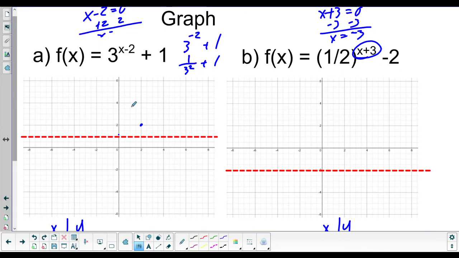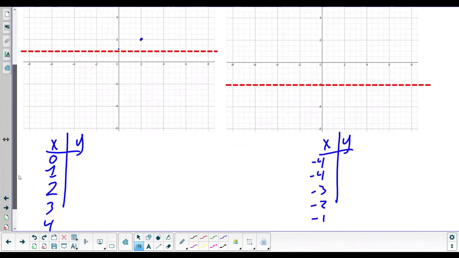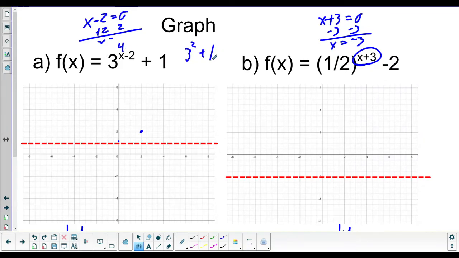And then maybe one more. Let's get a bigger number. Let's try 4 maybe. If we plug in 4, you're going to have 4 minus 2 is 2. So we're going to have 3 squared plus 1. 3 squared is 9 plus 1 is going to be 10. So you're going to be 4, 10. Here's 2, 4, 6, 8, 10. It'll be way up there. So our graph is going to look something kind of like that.